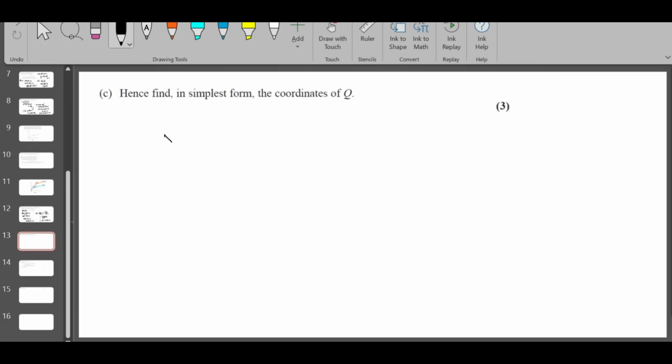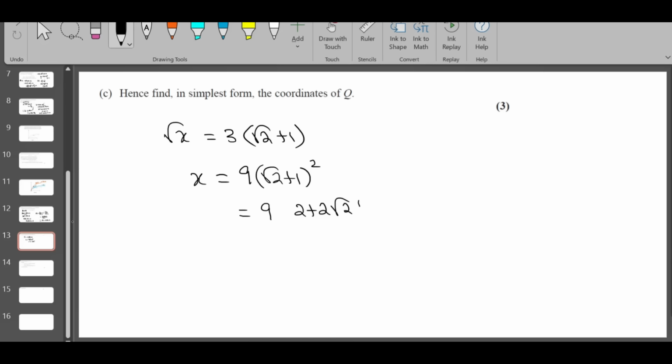Hence, find in simplest form the coordinates of Q. We have square root of x already, 3 times root 2 plus 1. Now to find x, square both sides: 9 times root 2 plus 1 whole square. So it's going to be a plus b whole square, 2 plus 2 root 2 plus 1. So you will get x is equal to 9 times 3 plus 2 root 2. To find the y coordinate, you have to sub in this x coordinate into any one of these equations.